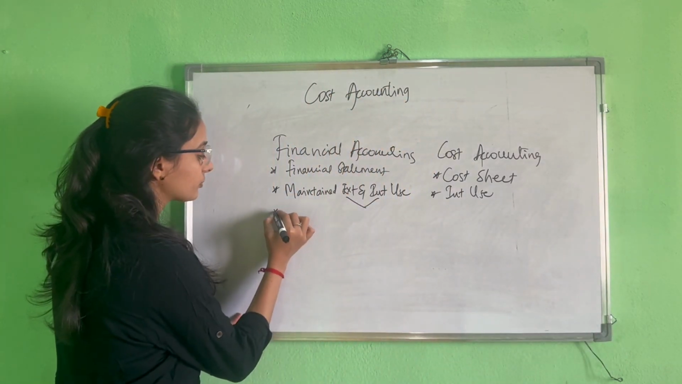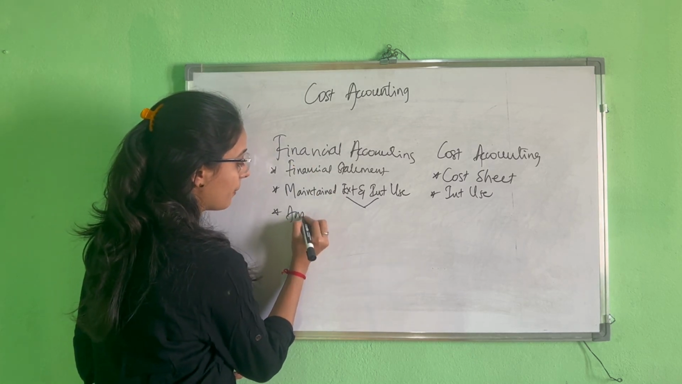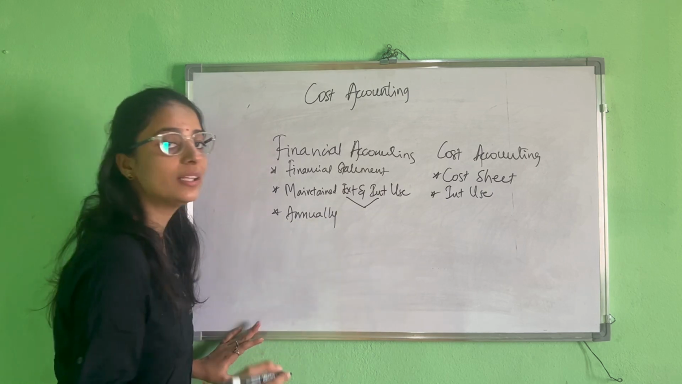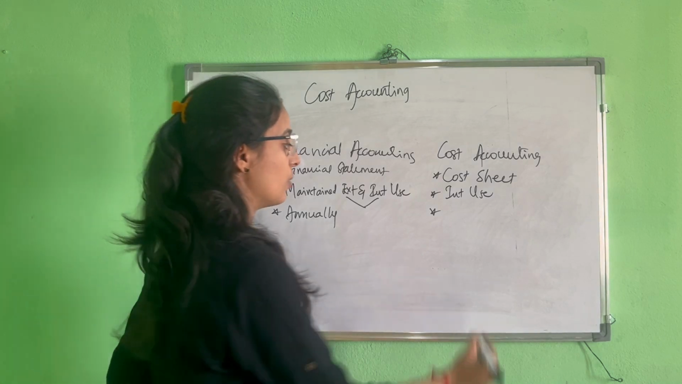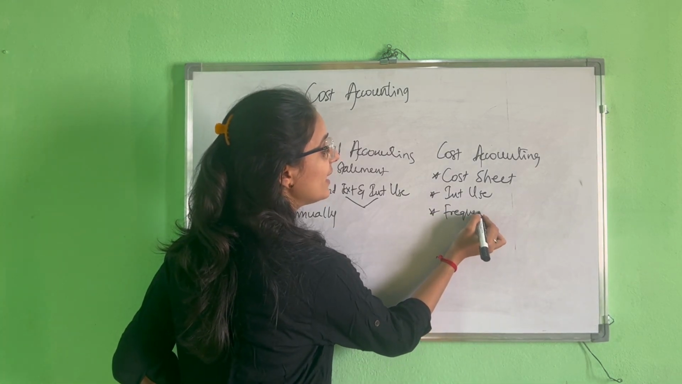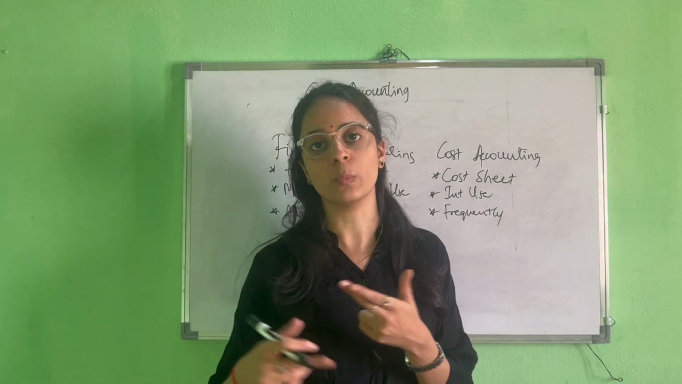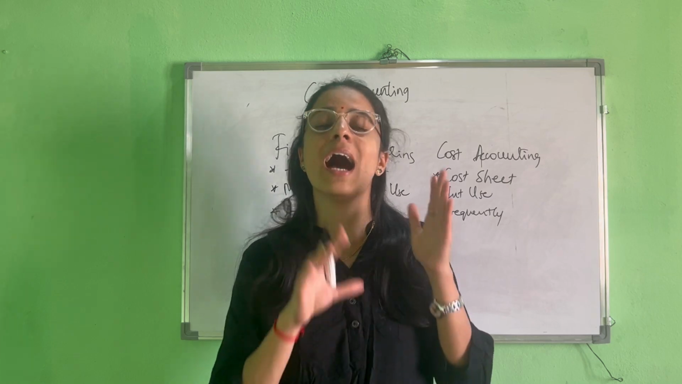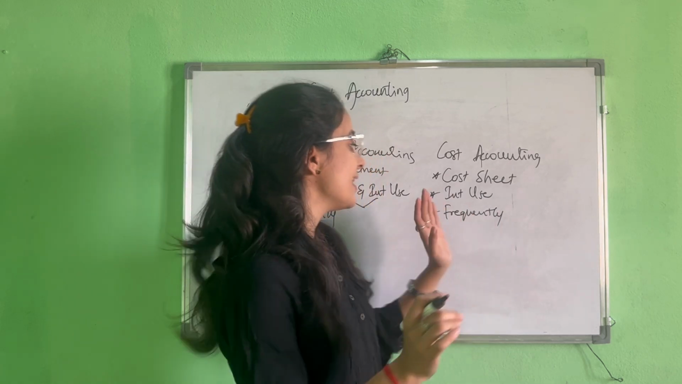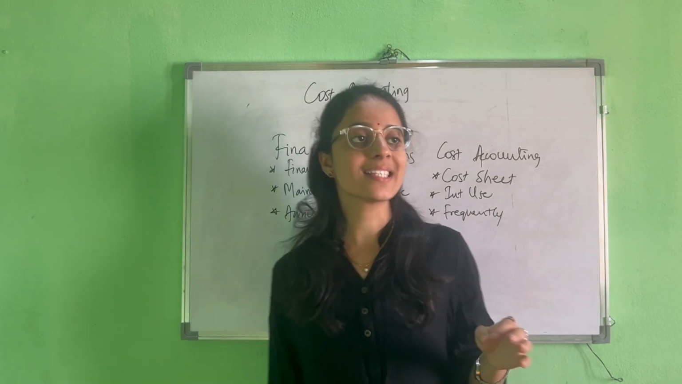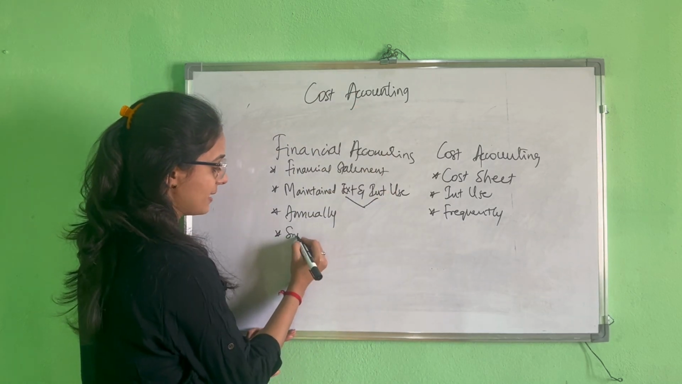Next comes frequency. Financial statements are prepared annually with a one year gap. But cost statements are frequently prepared to understand what cost we are incurring per unit, and whether there is any scope of cost reduction or controlling the cost. So it's prepared frequently.